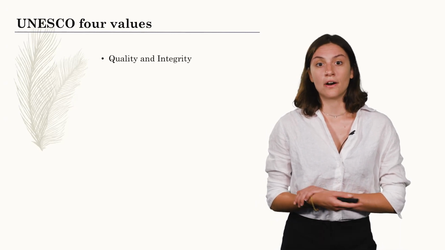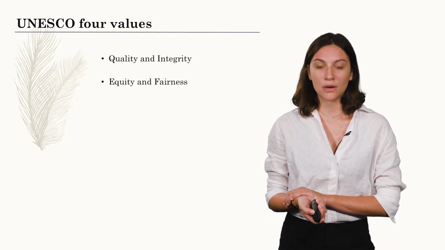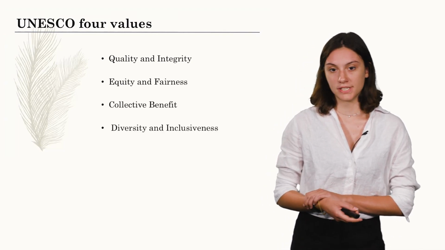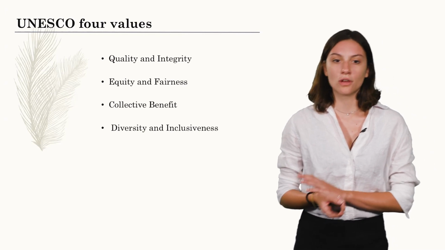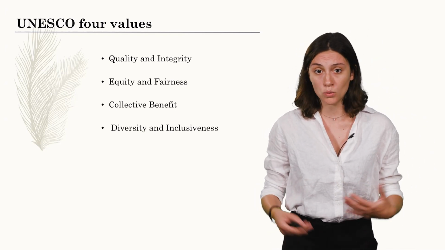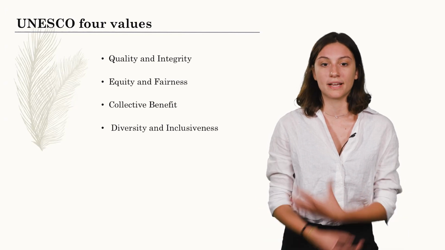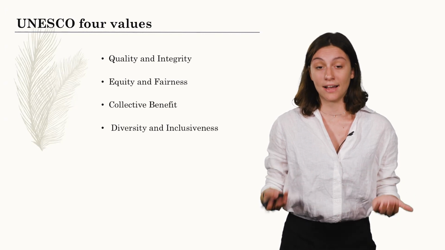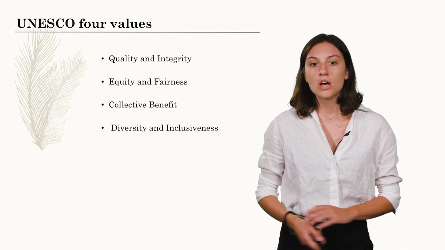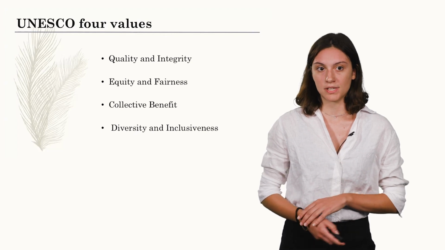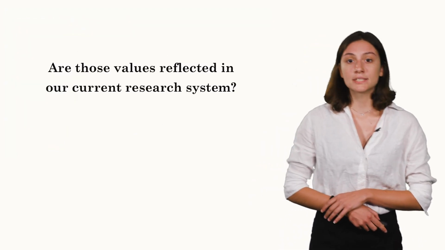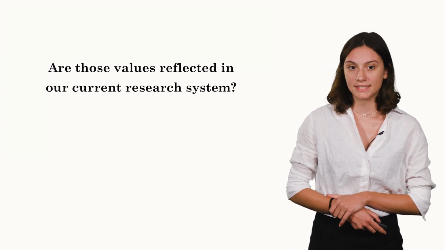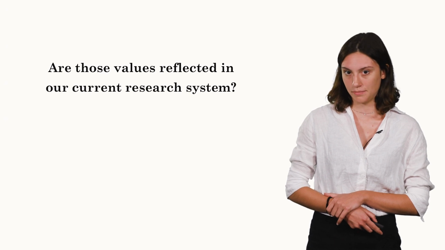Those values are quality and integrity, equity and fairness, collective benefit, and diversity and inclusiveness. You might have thought about some of these values yourself when I asked the question about what values you think underlie good research practices. And those are also the values that underlie open science practices. So let us consider each of these values separately. But before that, I also want you to think, do you think that those values are reflected in our current research system?